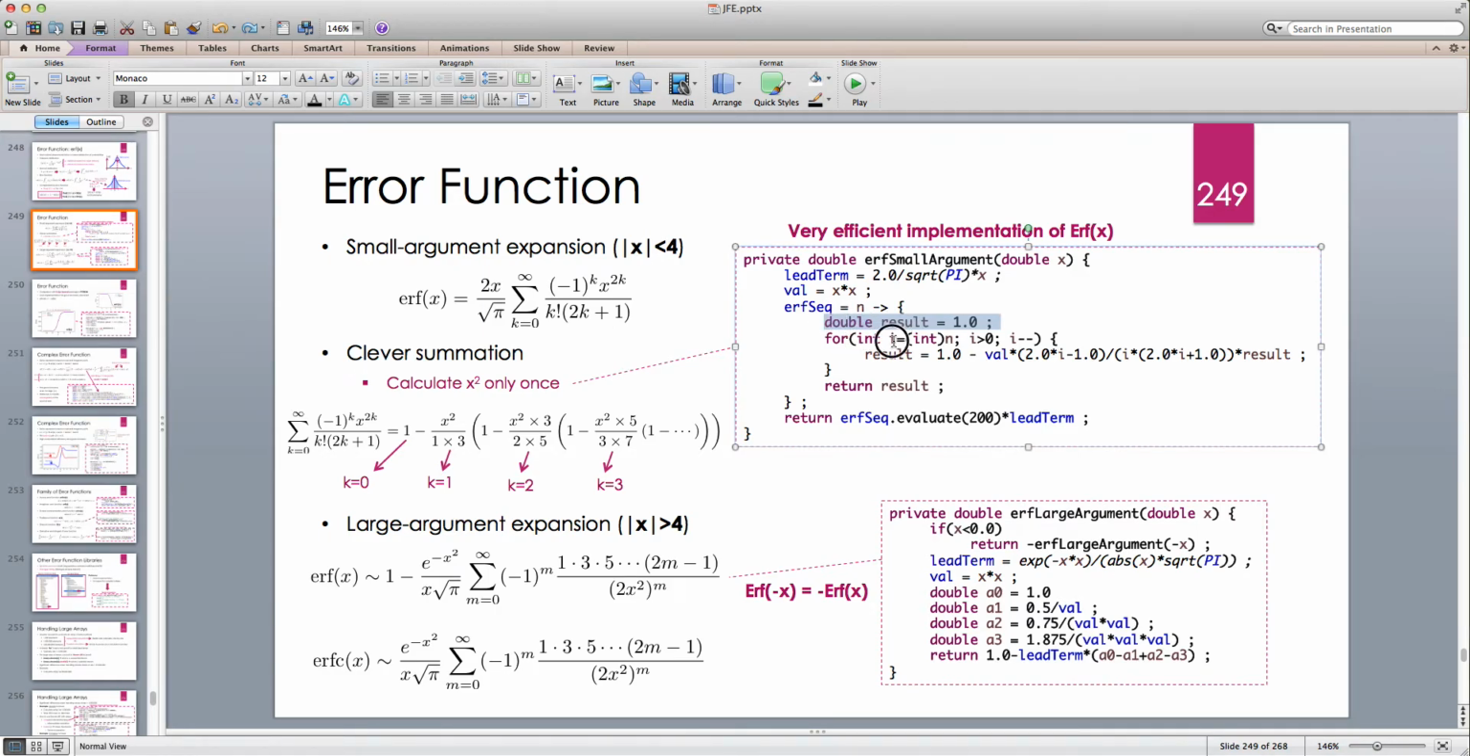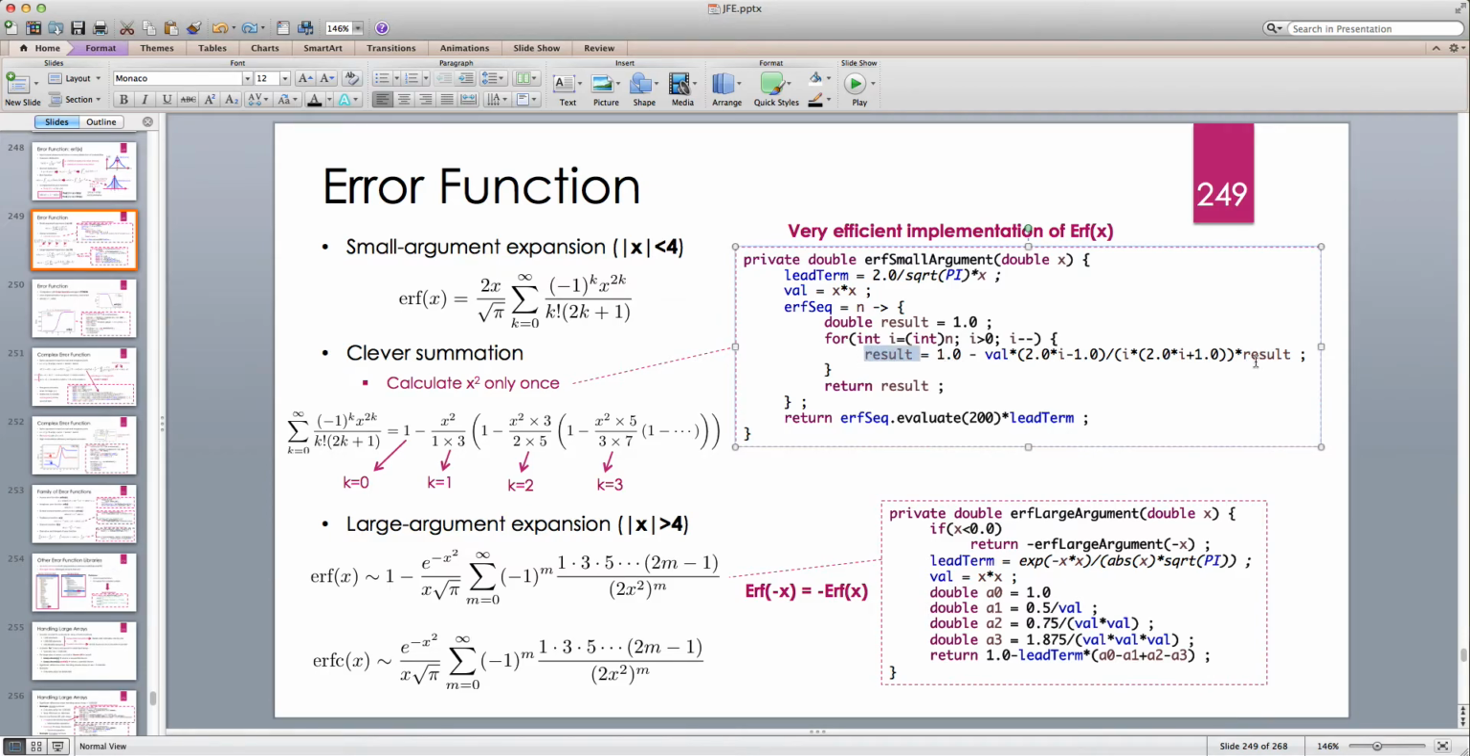And then for int i equals n, i greater than 0, and i minus minus. So remember, nth term, n minus 1, so i equals 1. For i equals 0, we don't need to calculate it, because it's always 1. We always subtract 1 minus the value, right? So this 1 minus is common, so we don't go to i equals 0, right?